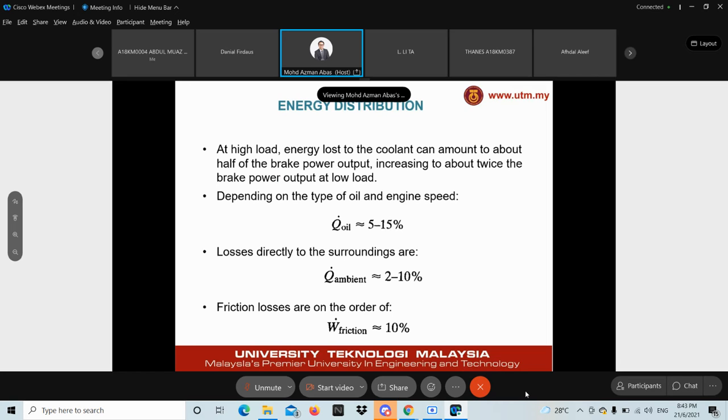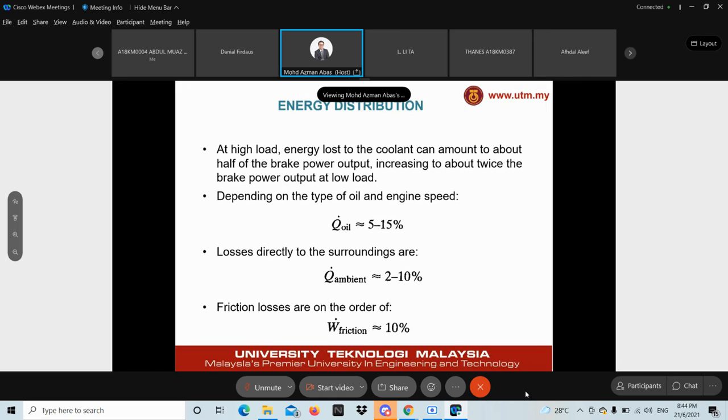Okay, increasing to about twice the brake output at low load. Okay, depending on the type of oil and engine speed, heat losses on the oils, this one inclusive of the engine oil, transmission oil, and so forth, can vary between 5 to 15%. Okay, this is just some guidance for you. You no need to remember this one.